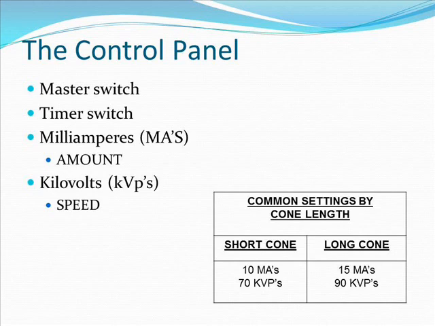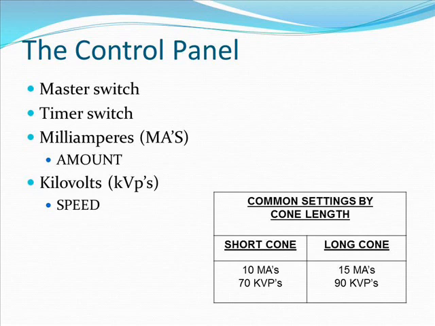When we have a long cone, the radiation has to travel a further distance. So to give us the same quality x-ray, you would need to increase the amount of electrons and the speed of your electrons. They're traveling further. With a short cone, you wouldn't need the same amount or speed because they're not traveling as far.